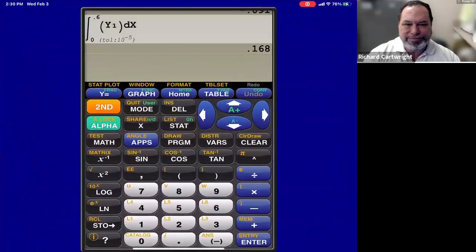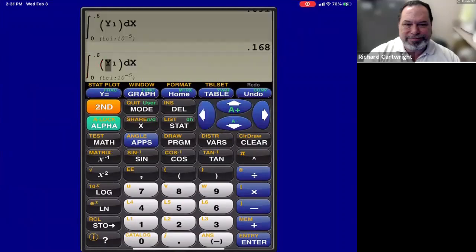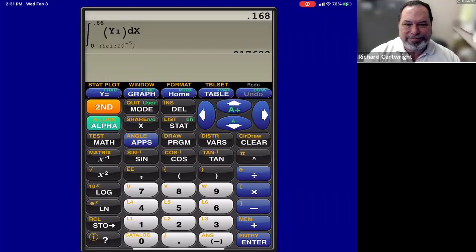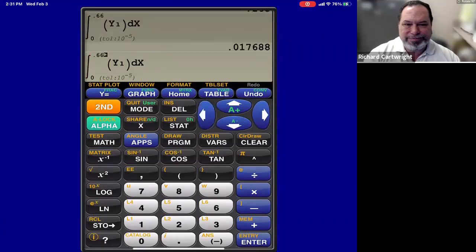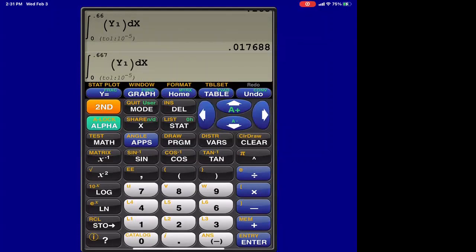Instead of 0.6, which wasn't enough, let me go to 0.66. Let me see. Still not enough. Let me do 0.6. Oh, help if I hit enter first. 0.667. The closest that I've gotten is 0.666.